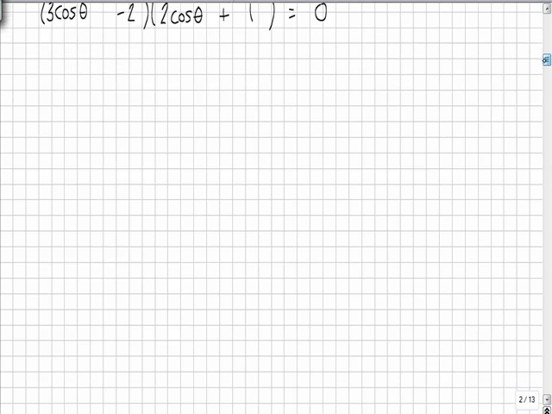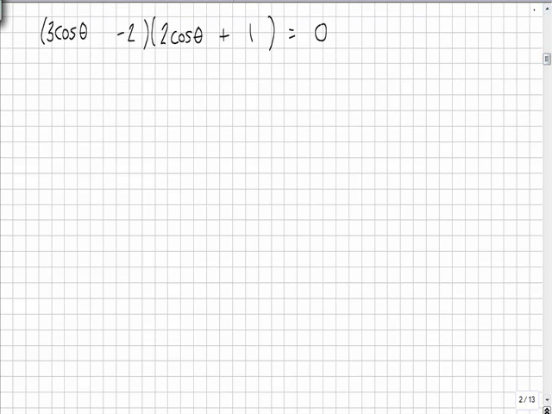Once we have this situation now, we can find 2 values which will work for cos theta. In this case, the first bracket, cos theta can equal 2/3, and in this bracket here, cos theta can equal minus 1/2. Both of these values will make the function equal to 0. First of all, examining cos theta is equal to 2/3.